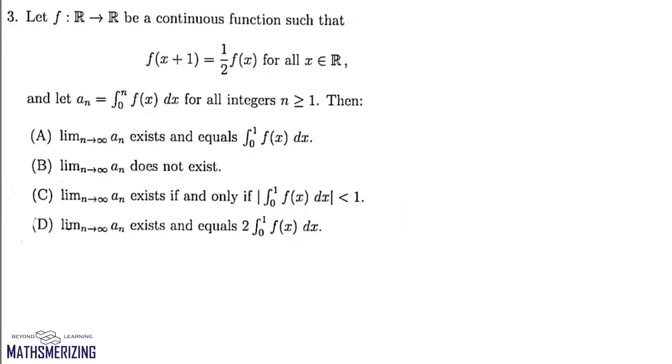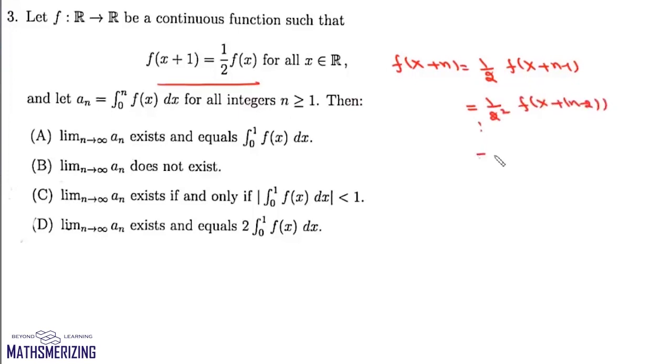Now this third question is, we are given that f(x+1) equals 1/2 f(x). Now let a_n equal the integral from 0 to n of f(x) dx. We need to find this limit as n tends to infinity of a_n. Now in this equation, if we put x as x plus n minus 1, then we can write f(x+n) as 1/2 f(x+n-1), which will be equal to 1/2 squared f(x+n-2), and using iteration we will eventually come to 1/2 to the power n into f(x).